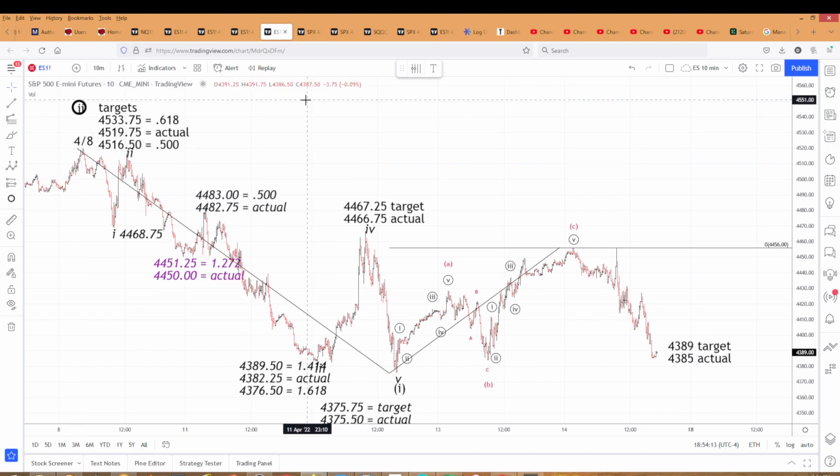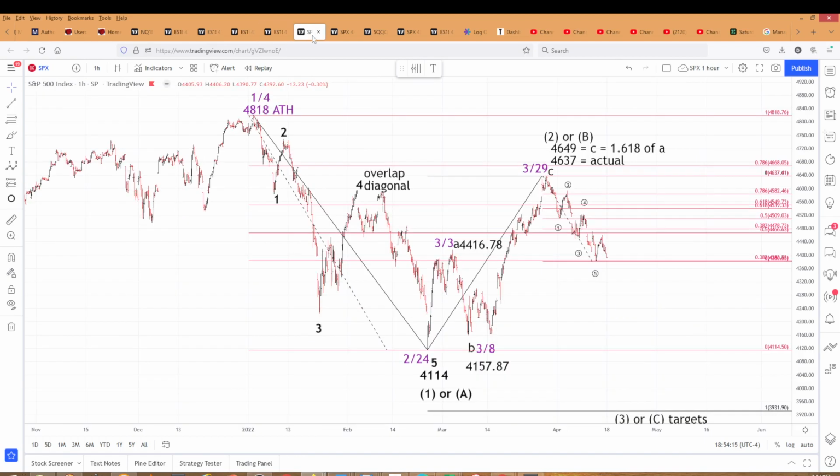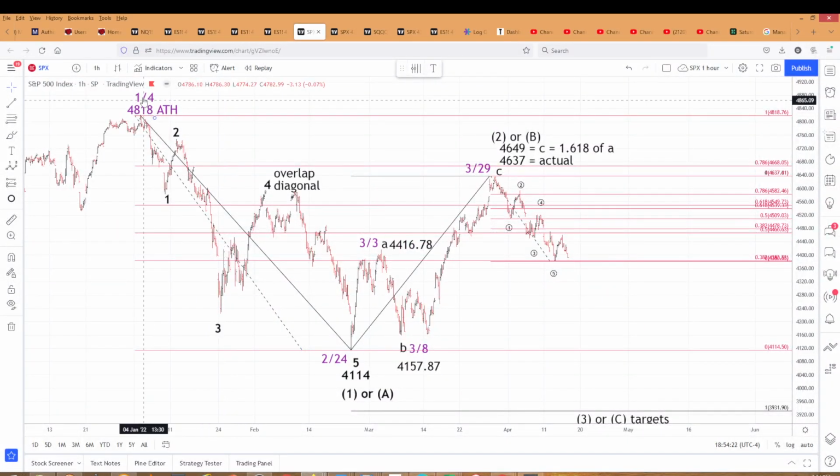I want to get to the S&P cash index. Again, we'll start at the bigger degree, if you will. We're looking at an hourly chart going back to the January 4th high. We have a 1 down, a 2 up, 3 down, 4 up. A little overlap there, leading diagonal triangle. There's wave 1 or A down on February 24th. There's your A, there's your B, there's your C, and there's your points there. And that hit 46.37.